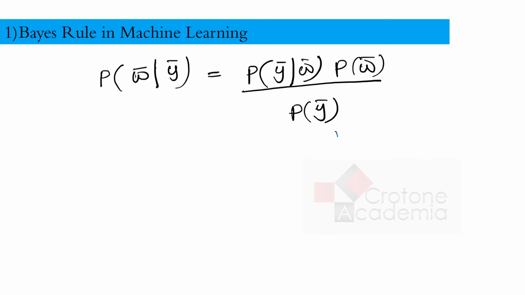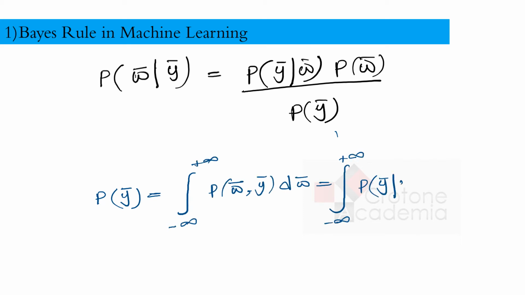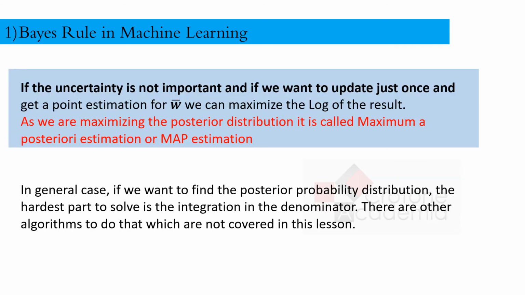This is the most important result in Bayesian learning. This function gives us a way to update a set of parameters with respect to a new set of observations. So it allows us to continuously update the parameters when we receive new observations. The probability of y bar can be written as the integral of the joint distribution of w and y. It also can be written as the integral of the probability of y bar given w bar times the probability of w bar.